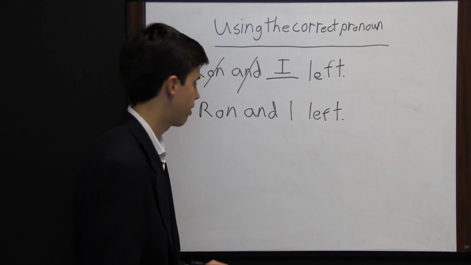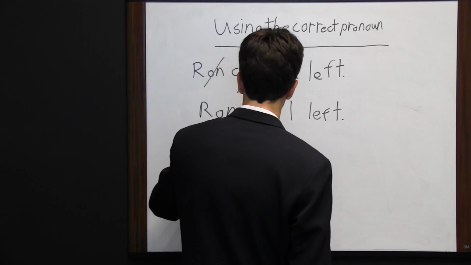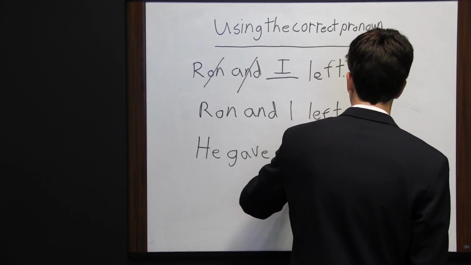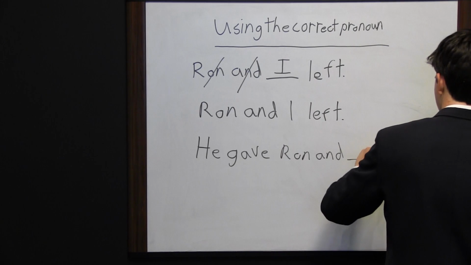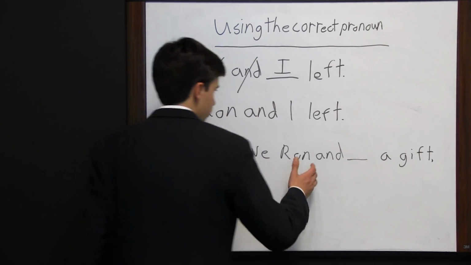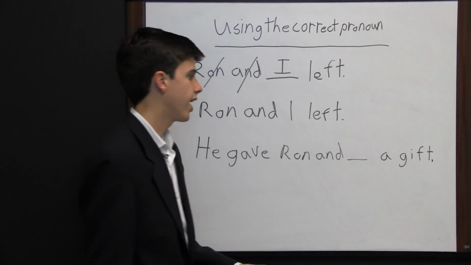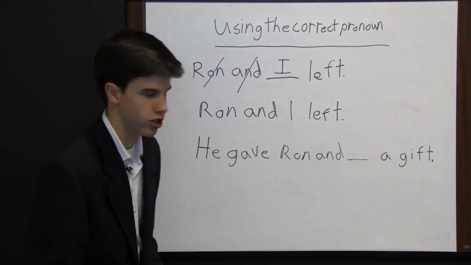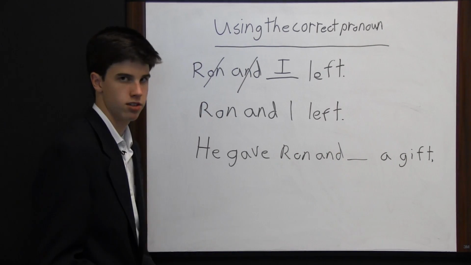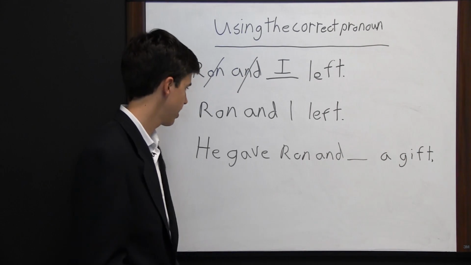All right, let's look at another example. He gave Ron and blank a gift. So here, do we insert the pronoun I or me? Well, let's try the trick again and remove Ron and from the sentence. So we can try it 2 ways. Once by inserting the pronoun I, and once by inserting the pronoun me.